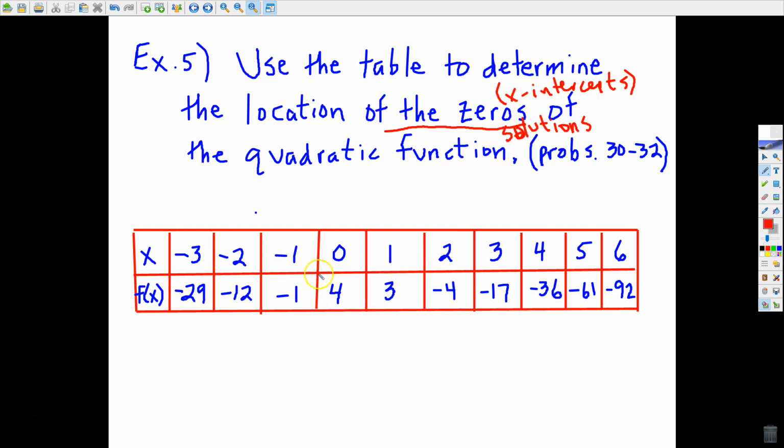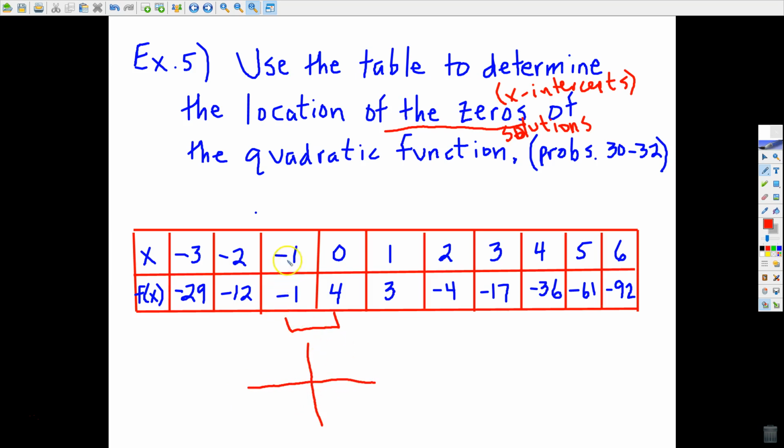So here's how you can tell the location, at least an approximation of where an x-intercept is. I want you to pay attention to what happens in the y's as the x inputs are changed. Do you see how we went from negative, negative, negative, and all of a sudden we changed signs? So that indicates between x is -1 and x is 0, we have a 0, we have an x-intercept.